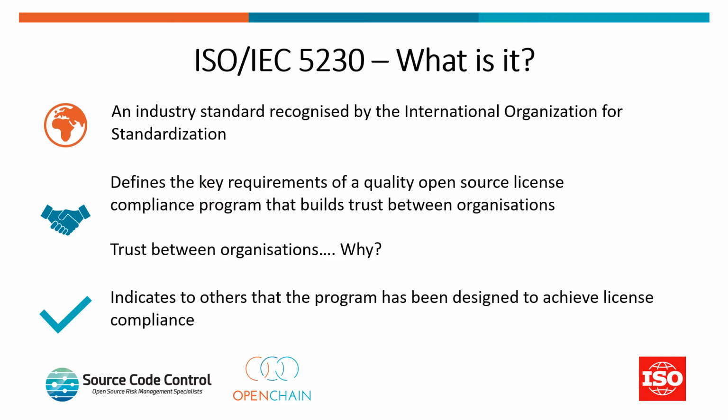So firstly, what is this ISO standard? Well, the ISO standard is the OpenChain specification which was published as an industry standard by the International Organization for Standardization in December 2020. The OpenChain specification defines key requirements of a quality open source license compliance program that builds trust between organizations exchanging software solutions composed of open source software.